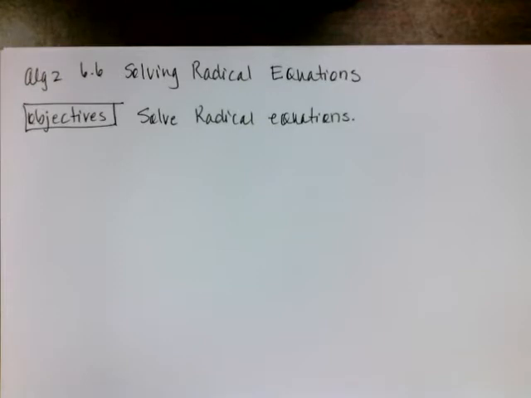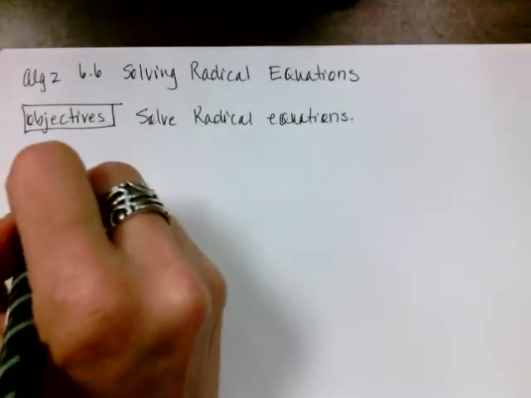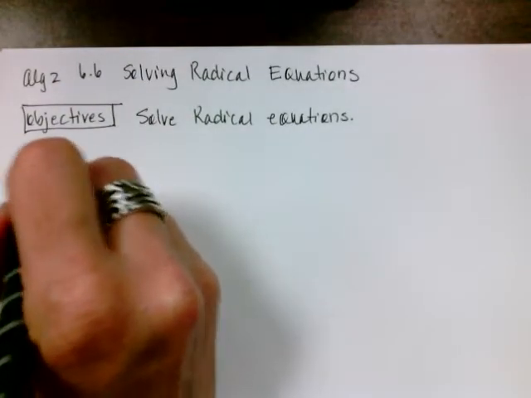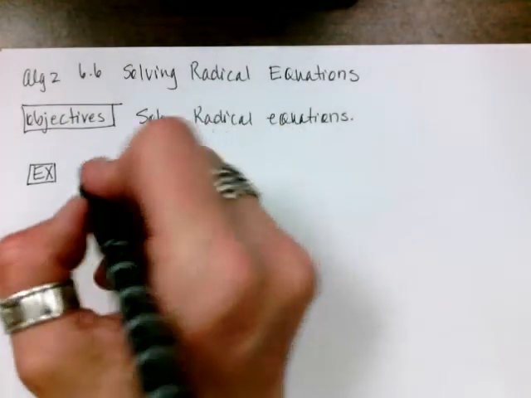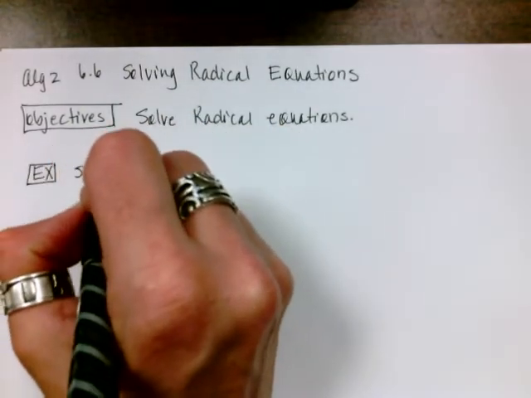So we're going to do 6-6 today, solving our radical equations. Our objectives are pretty simple. We're going to solve radical equations. Woohoo! Alright, so I'm just going to do a bunch of different examples for you today. This should be a fairly short video, and then you can start working on your problems.